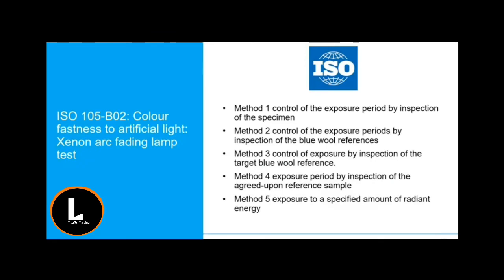A good light fastness tester will set preloaded parameters for you, so you can be certain that you're running the test to the standard. You would select the standard that you are testing to, the method you are using, and the climatic conditions, in the case of the ISO standard, for the test to run.